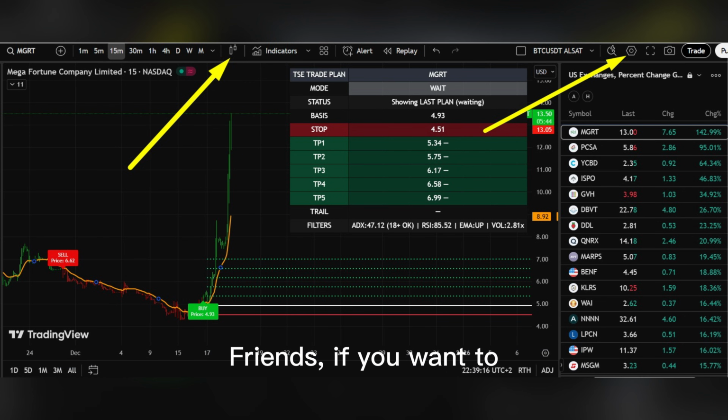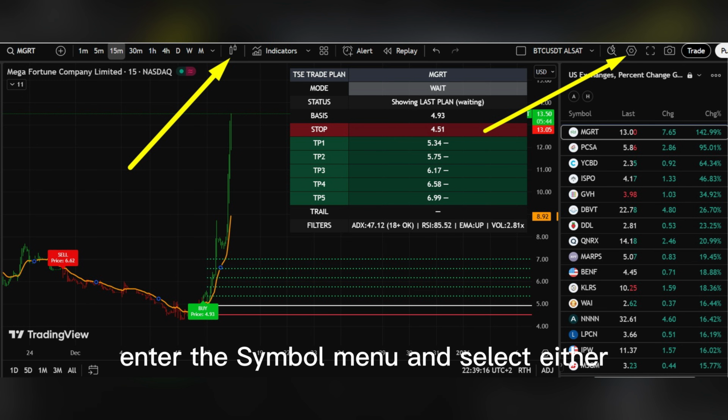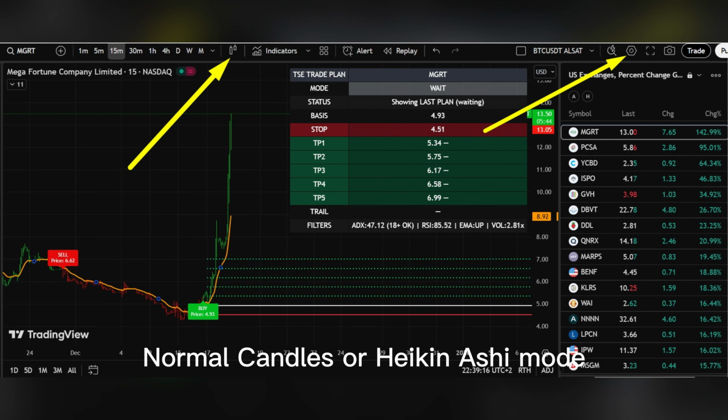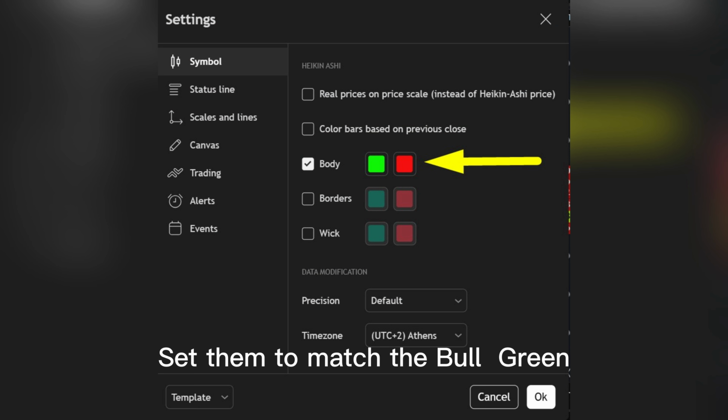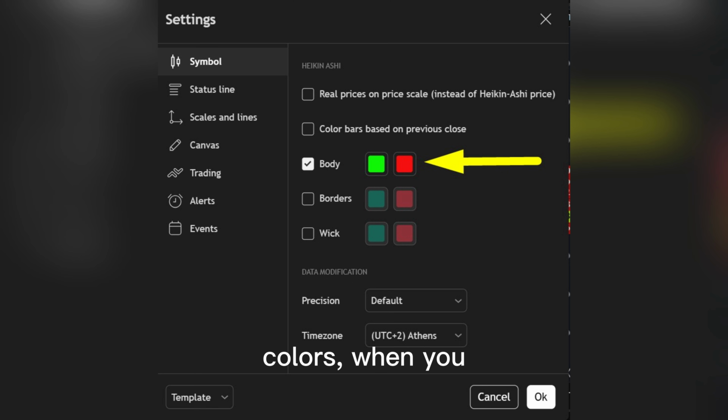Friends, if you want to see the chart candles on the TradingView screen perfectly aligned with the indicator, click on the settings icon located in the top right corner of the screen. Enter the symbol menu and select either normal candles or Heikin Ashi mode. Then adjust the body, border, and wick colors to match the ones we use in the indicator settings. Set them to match the bull green and bear red colors.